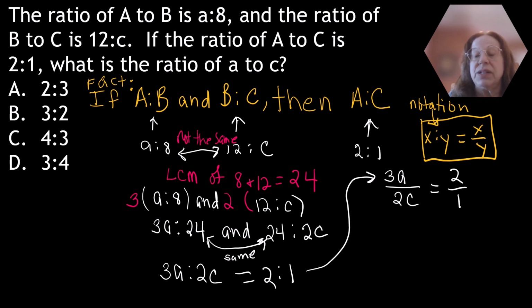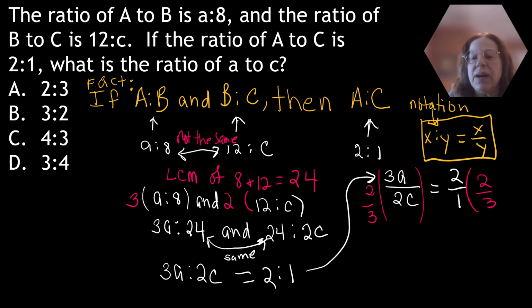Okay, so notation: if you say x is to y with the colon, that is exactly the same as x over y, or x divided by y, or just the fraction x over y. So we're going to change that into a fraction and make that 3A over 2C is equal to 2 over 1. The 2 over 1 was given.